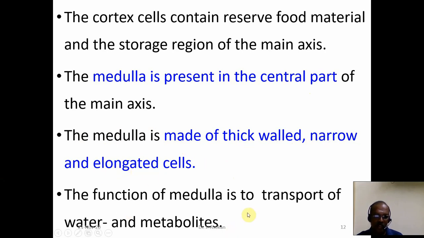The function of medulla is to transport water and metabolites. Metabolites என்றது ஒளிச்சேர்க்கையின் மூலமாக உண்டாகக்கூடிய பொருட்கள். அந்த பொருட்களை கடத்தக்கூடியது, நீரை கடத்தக்கூடிய பணியை இந்த medulla செய்யுது. So medulla is present in the central part of the main axis. It is made up of thick-walled, narrow, elongated cells, and its main function is to transport water and metabolites. Thank you.